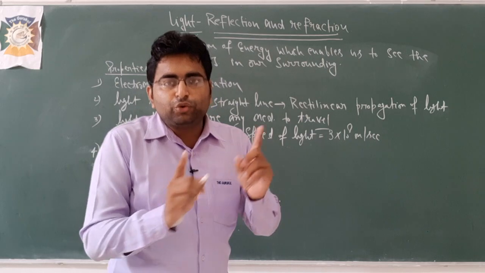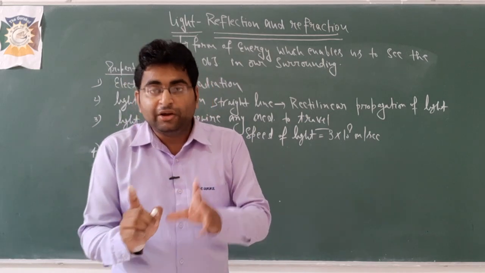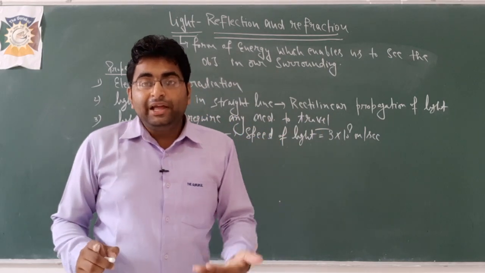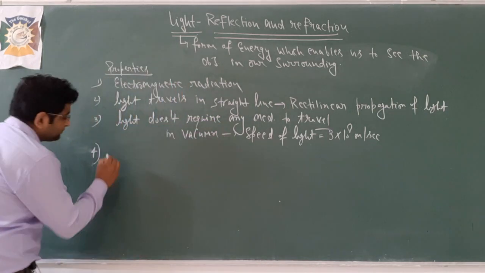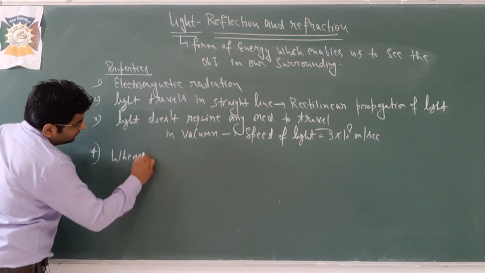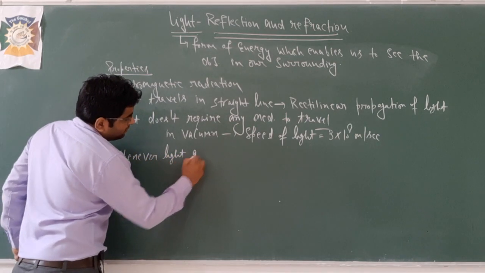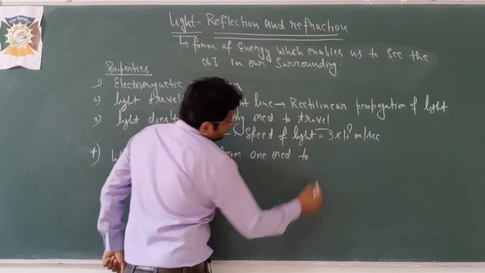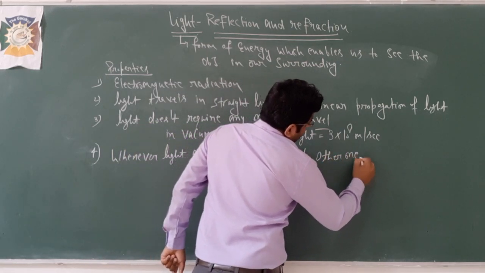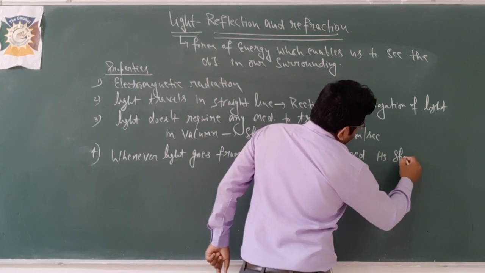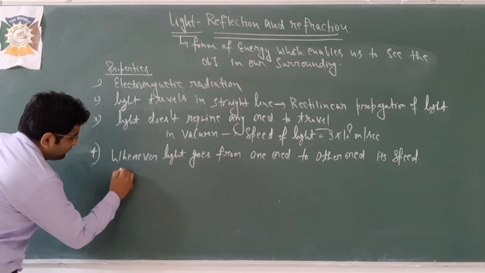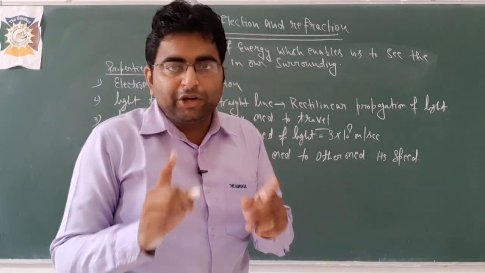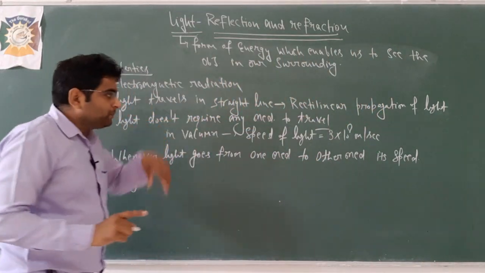Fourth, whenever light goes from one medium to other medium, the speed of light changes. For example, if light is traveling in the air and suddenly it goes into water or glass medium, then beta, the speed of light changes. So let us keep in mind that whenever light goes from one medium to other medium, its speed changes. Clear? Okay.